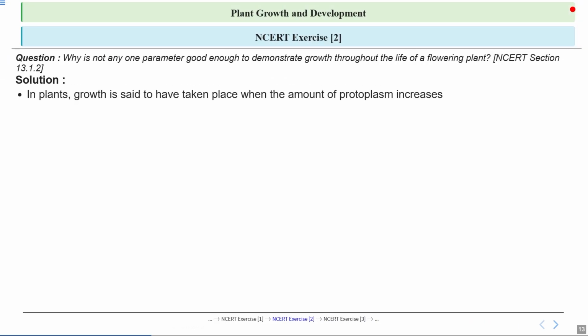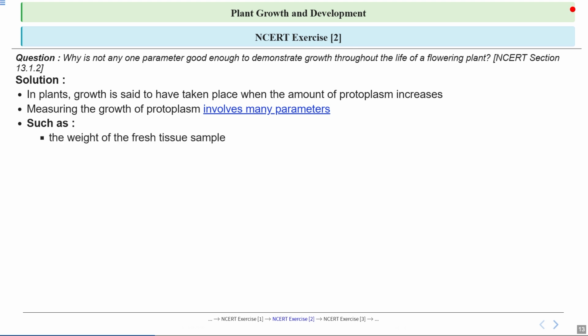In plants, growth is said to have taken place when the amount of protoplasm increases. What is protoplasm? It is the living content of a cell. So, an increase here means the plant is truly growing at a cellular level. Now, measuring the growth of protoplasm involves many parameters. It's not just about one thing. Scientists need to look at several aspects to get an accurate measurement. Let's list out some of these measurements.